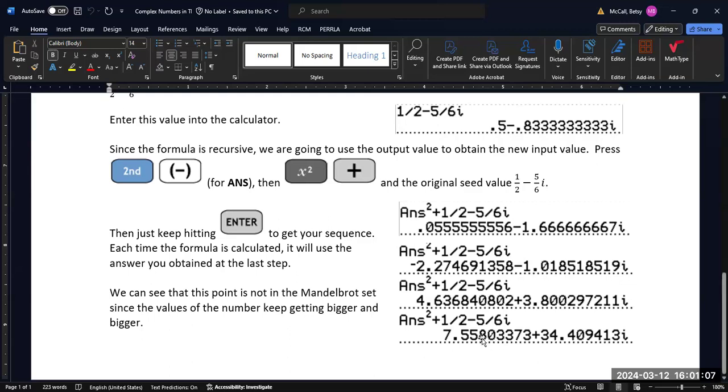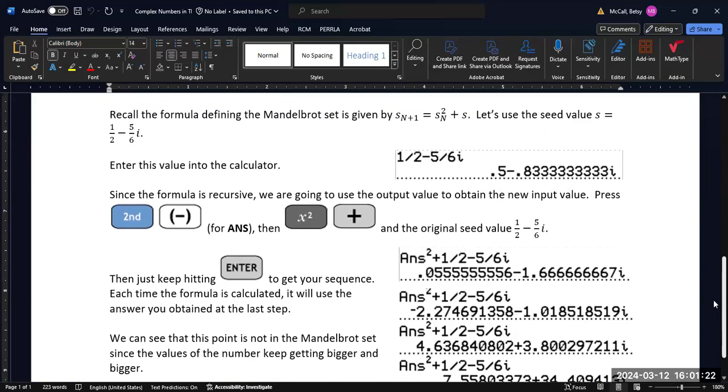It is exploding and it's not included anymore. If you were to get something again that stays small, then that would be included in the Mandelbrot set. Again, that's just an example of doing something somewhat complex with our complex numbers.